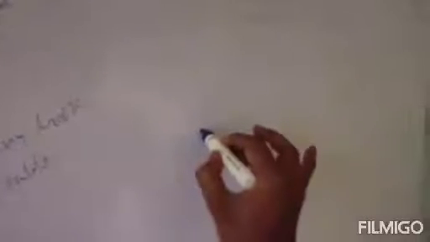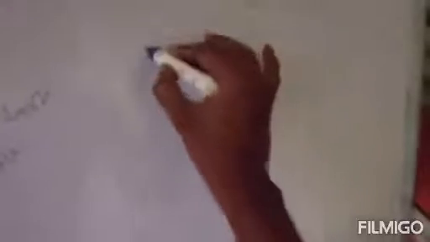Now suppose there is a point. The question is, how many lines can be drawn through this point? Suppose there is a point P. The answer is infinite number of lines, or unlimited lines, because through this point we can draw like this.